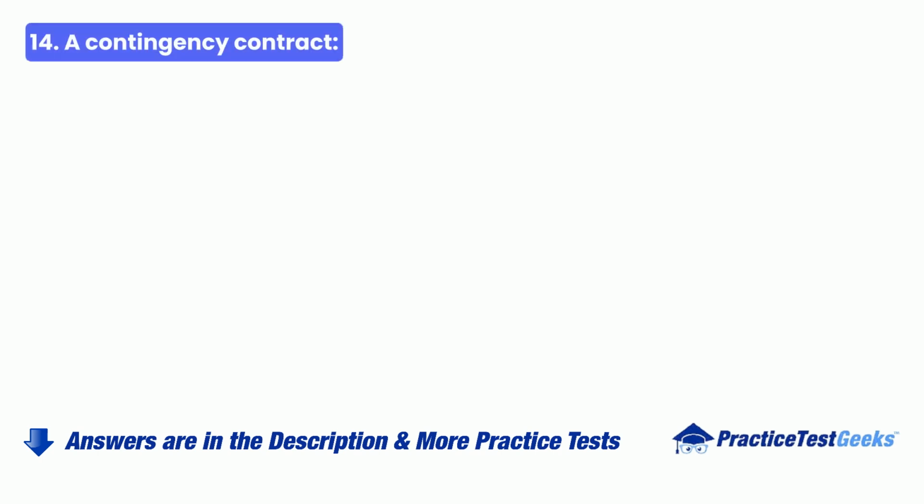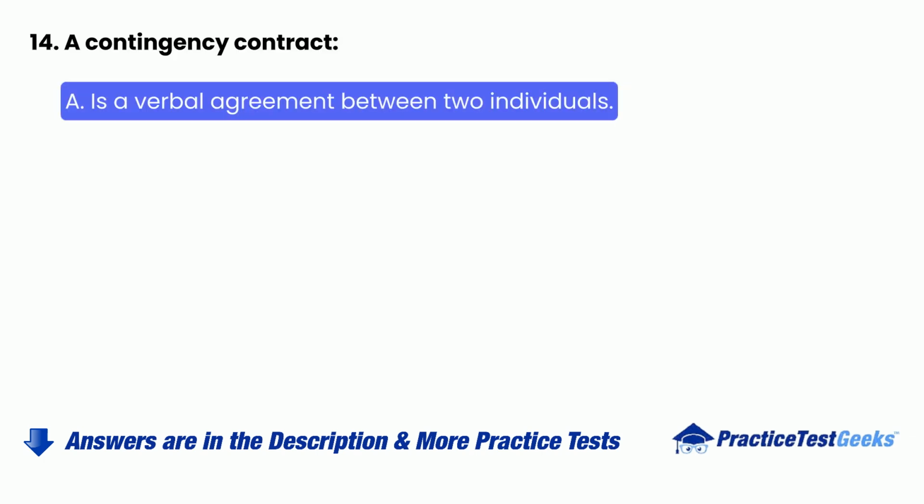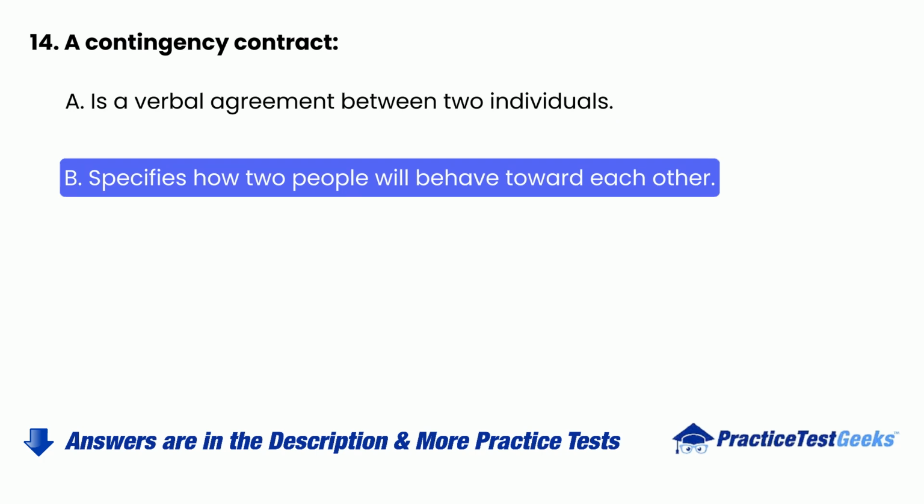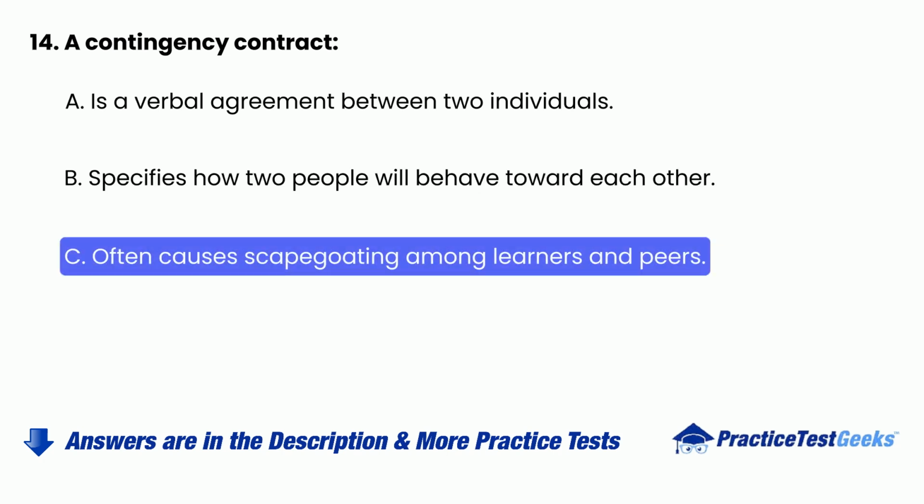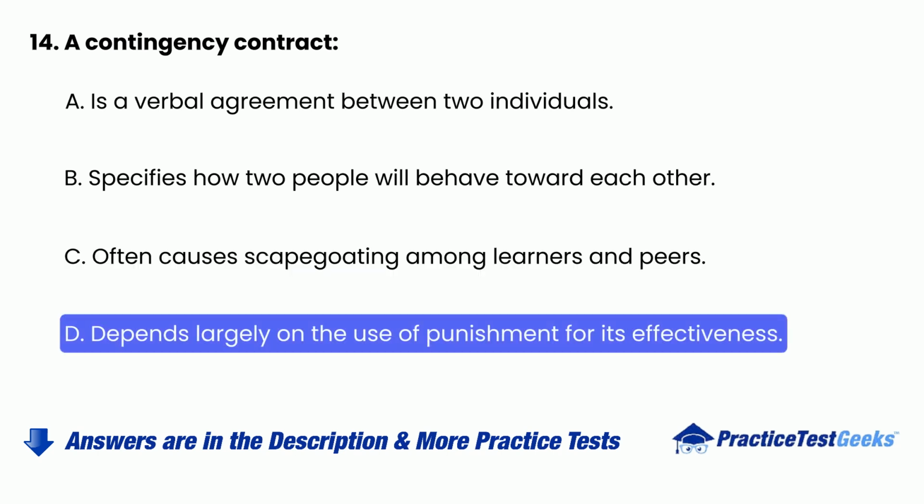A contingency contract: A. Is a verbal agreement between two individuals. B. Specifies how two people will behave toward each other. C. Often causes scapegoating among learners and peers. D. Depends largely on the use of punishment for its effectiveness.